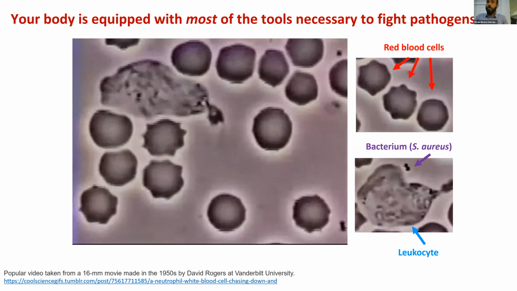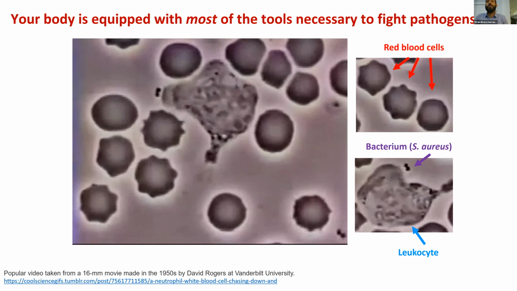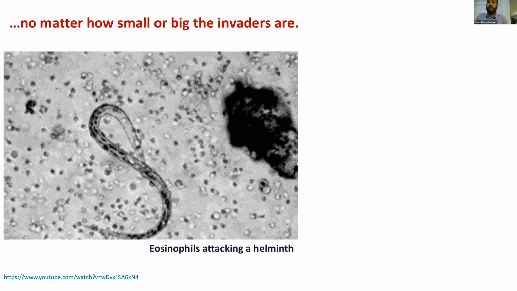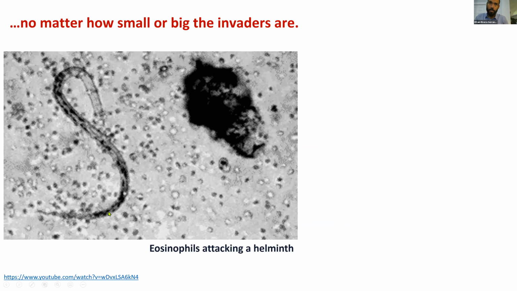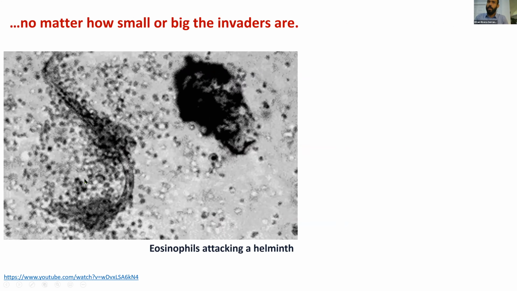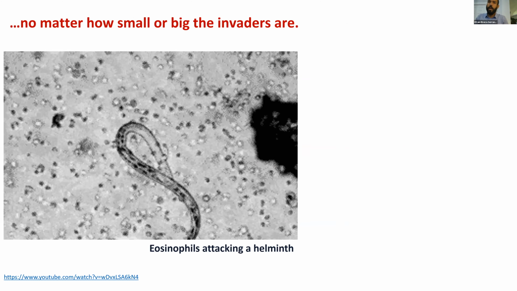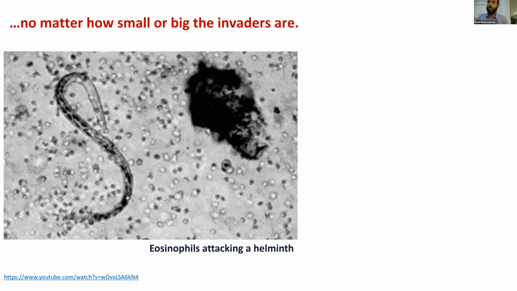Now, bacteria are really small, but our bodies are equipped with, again, many tools. In this case, we have a larger pathogen. It is a parasitic worm. And what you have here is just a lot of tiny white blood cells that we have in our bodies going and attacking this big parasite.